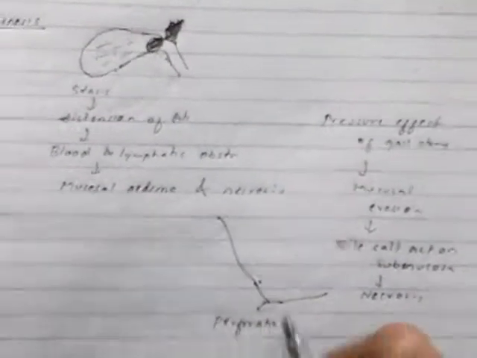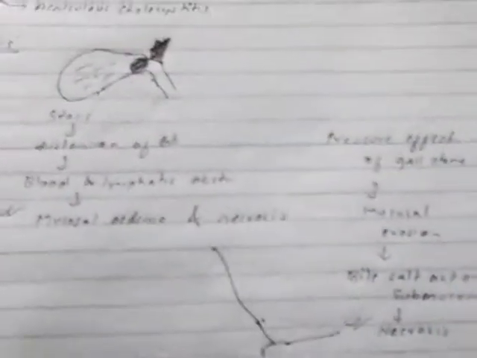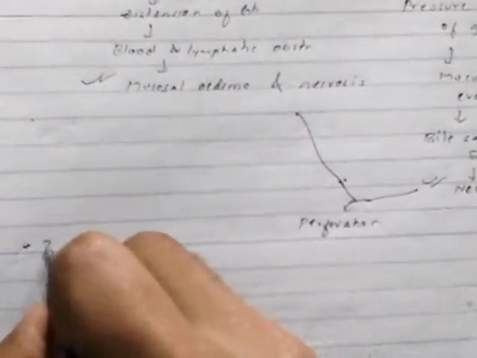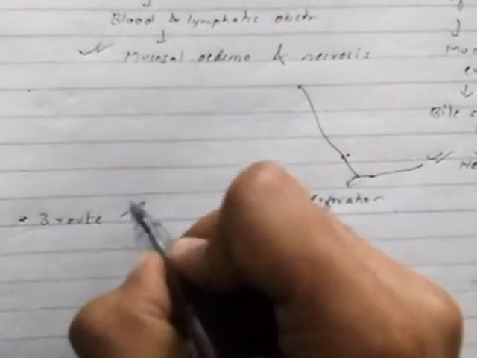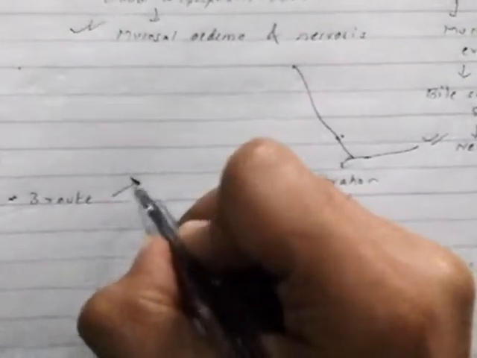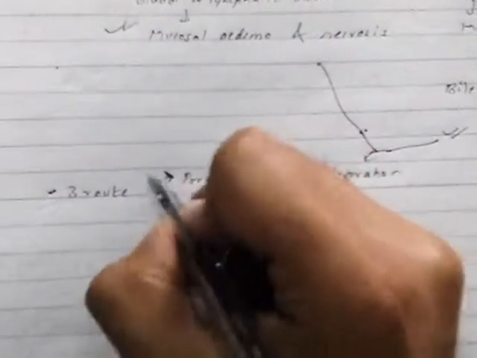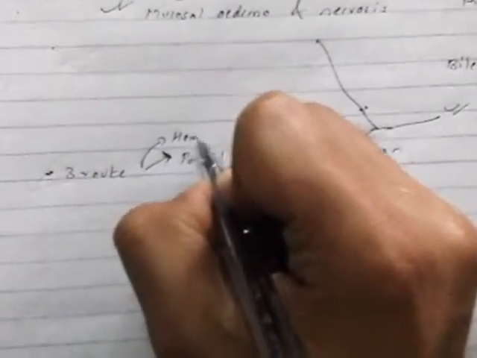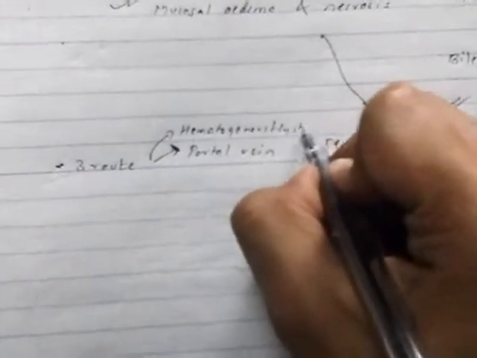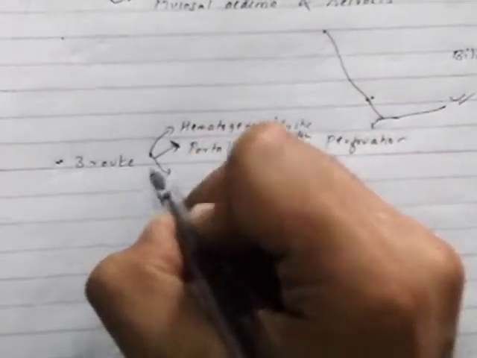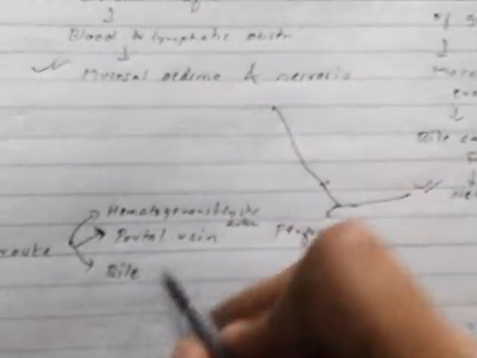During the stasis, edema and the necrosis phase, organisms can reach the gallbladder via three routes. One can be from the blood vessels, like the portal vein, or the hematogenous route, like the hepatic artery or cystic artery. Or it can also reach via the bile, from the liver.